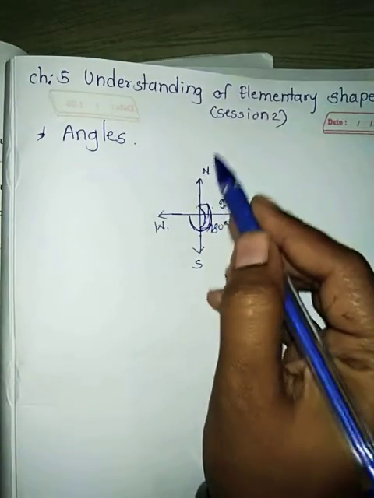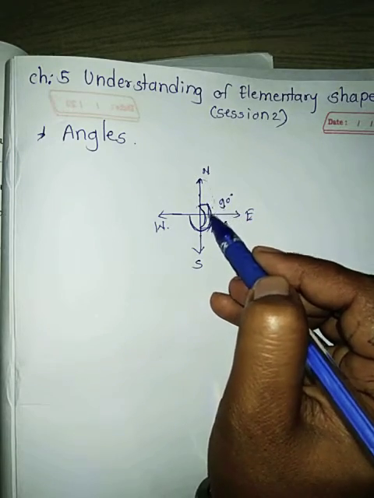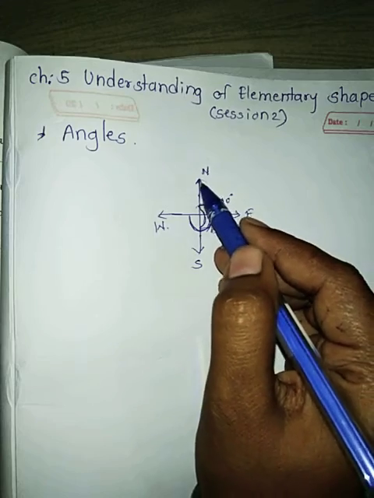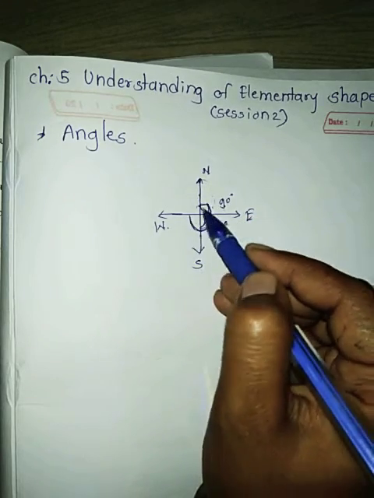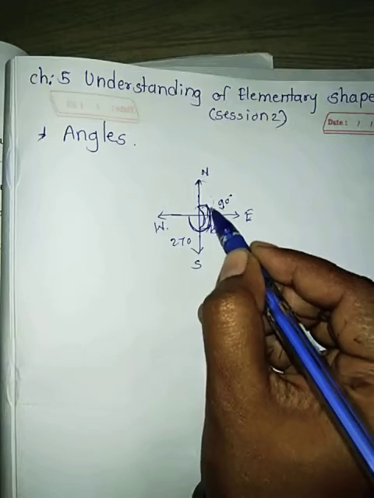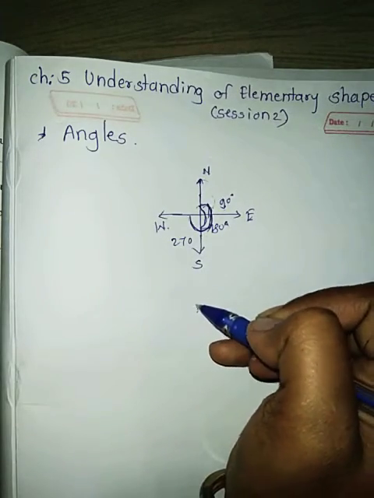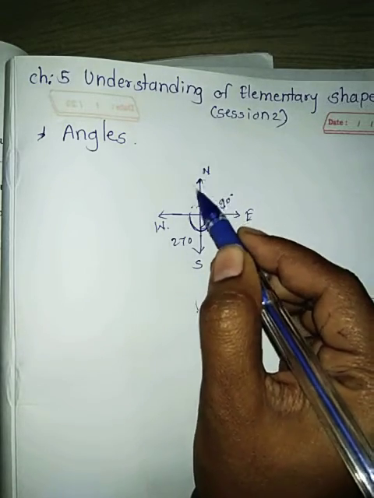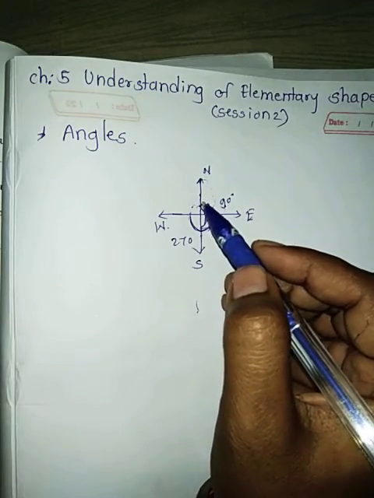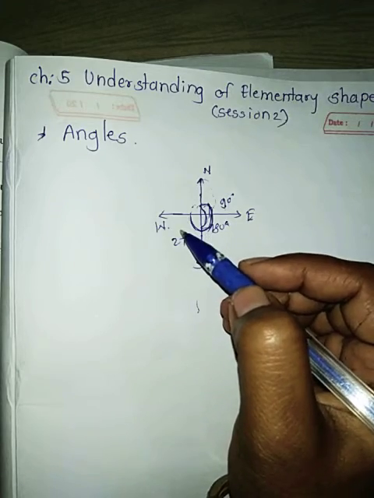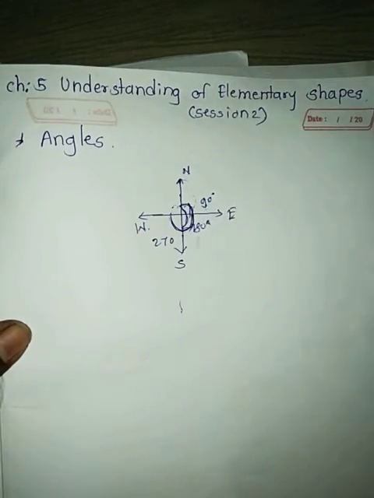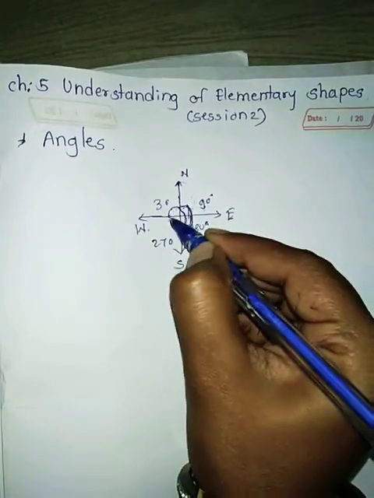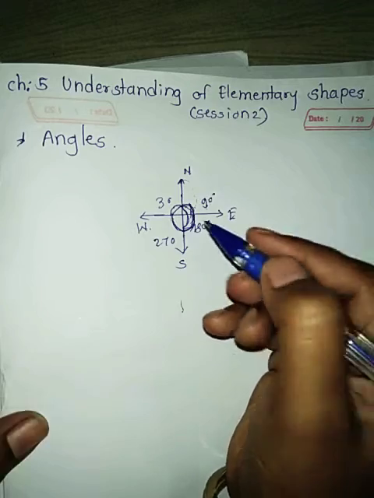Firstly I am facing the north, then I turn in the clockwise direction: north to east, after that south and west. Then this is 270 degrees, 90 plus 90 plus 90. Then from north, again a full turn, turn around like that. So you have to turn a total of 360. The total angle is 360.